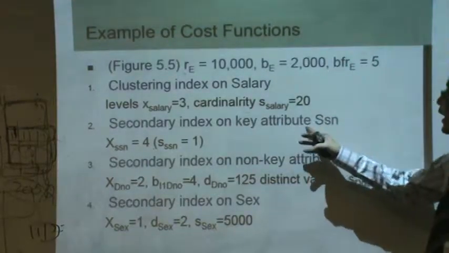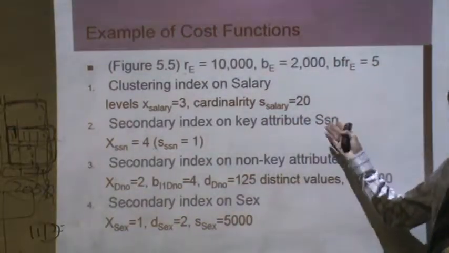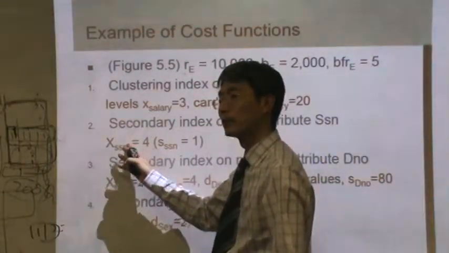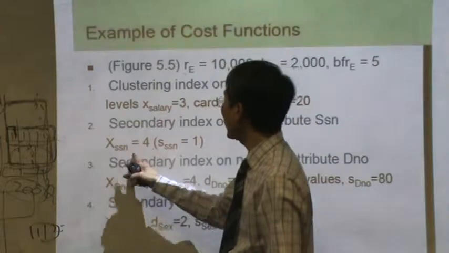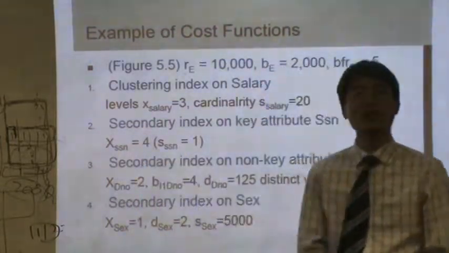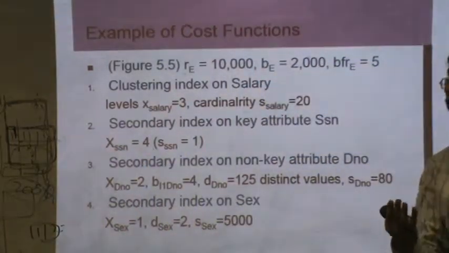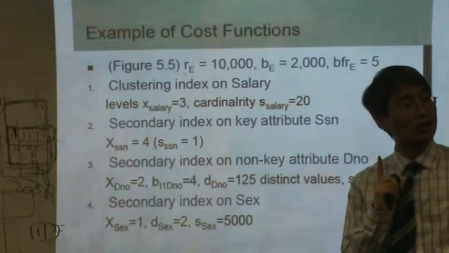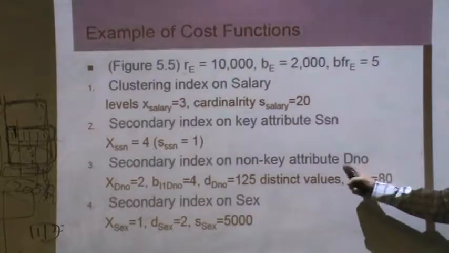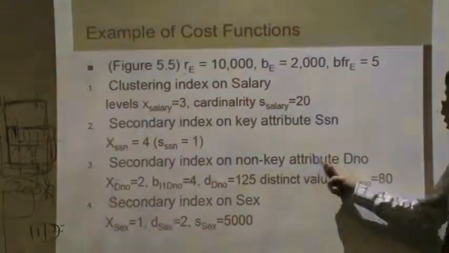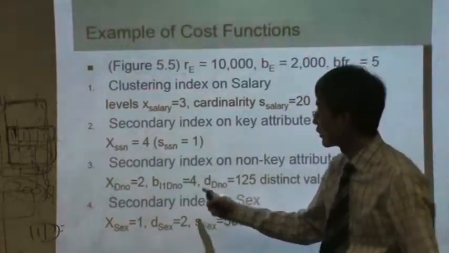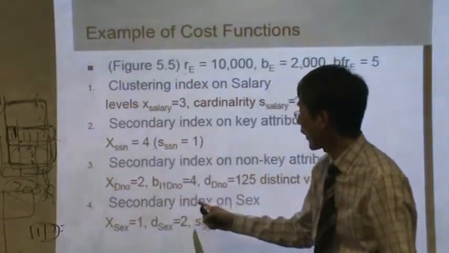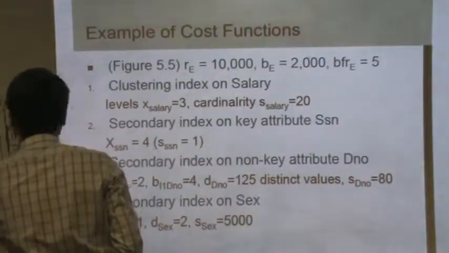And the secondary index on SSN, that is the primary key, social security number. How many levels? 1, 2, 3, 4. And selection cardinality. How many data will be returned when you select using social security number? Only 1, because it's unique. That's this one. Non-key attribute, which means DNO has the index. The level is 2.